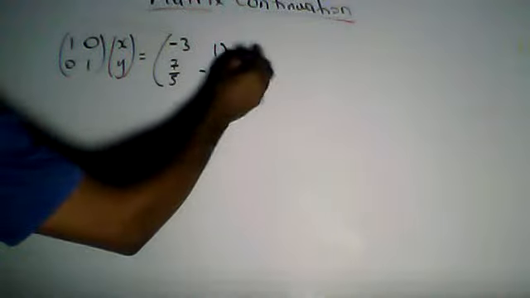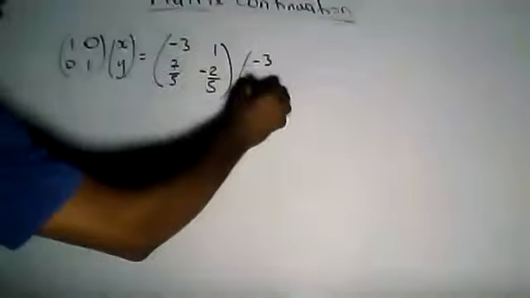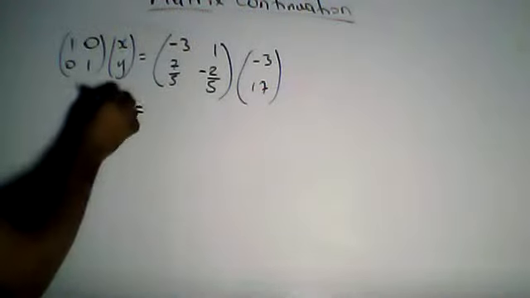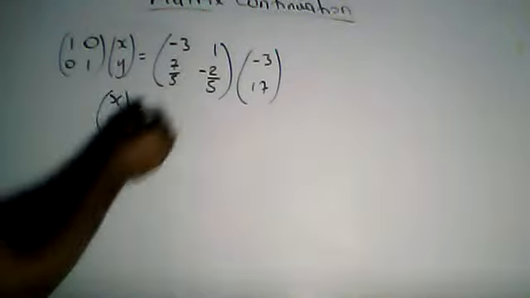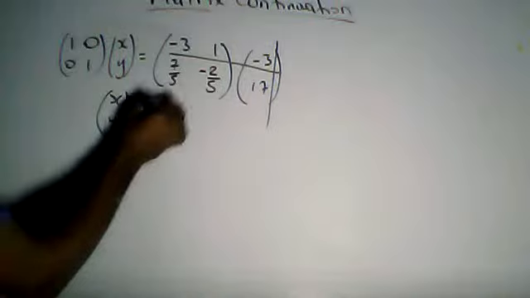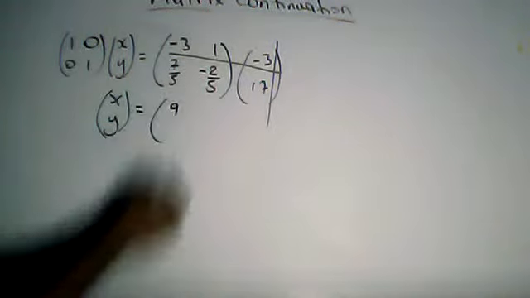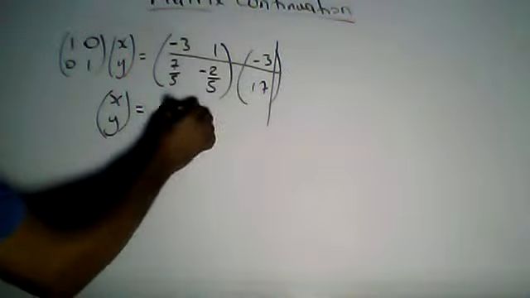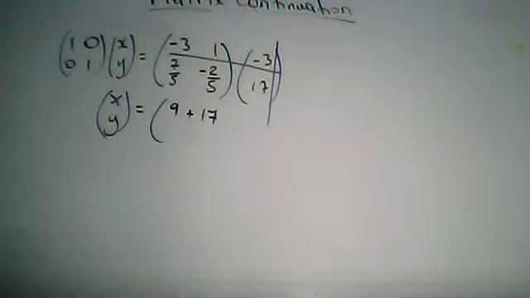So it's going to be minus 3 and 17. So we can just go ahead and solve this. So we have x and y. First row, first column. So it's minus 3 times minus 3. That's positive 9. 1 times 17. That's just 17. That was the first row. Hold on. Everybody understand what I just did?